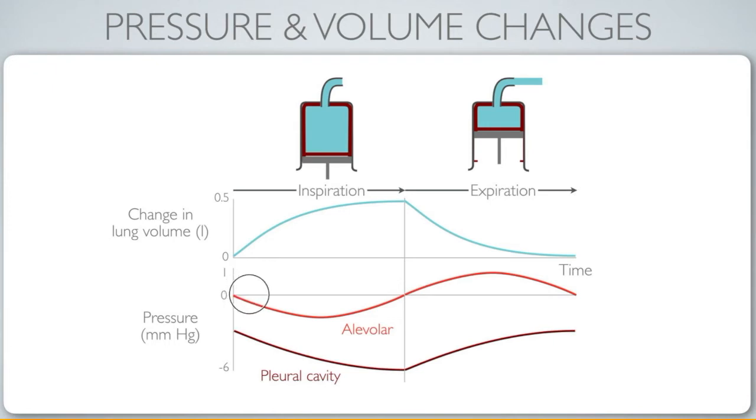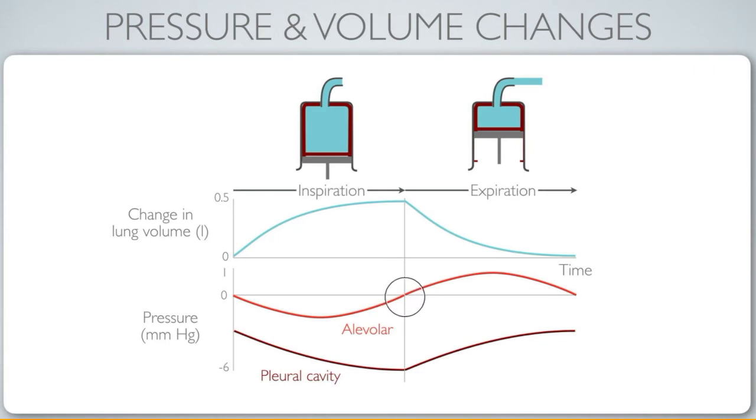So if you're at atmospheric pressure, say a sea level, an atmosphere of 1, then at the end of inspiration, you've achieved the same pressure inside of the lungs as outside. So that's a 0 pressure.